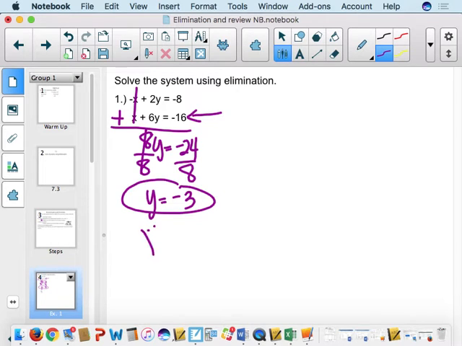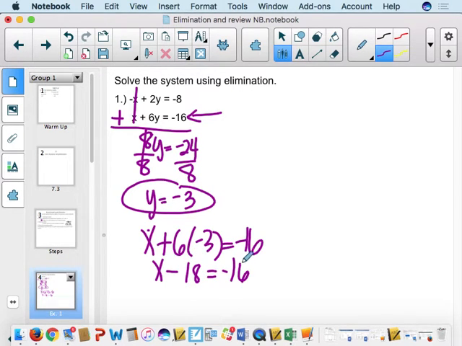So to do that, we're going to have x plus 6 times a -3 equals -16. So notice exactly what we just did there, okay? We took y and we plugged it back in for y, just like we did on the substitution method. Now you do have to solve this, okay? And reduce. So 6 times -3 is -18. And then we would add 18 over. So -16 plus 18 is +2. So our ordered pair answer is 2, -3.